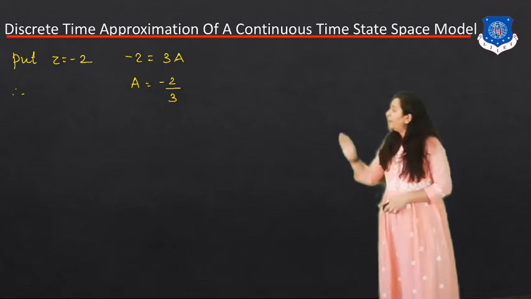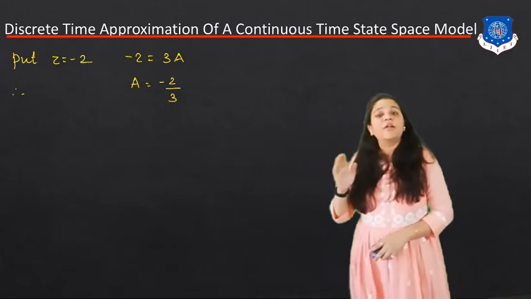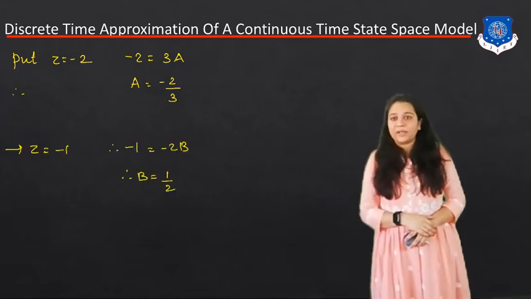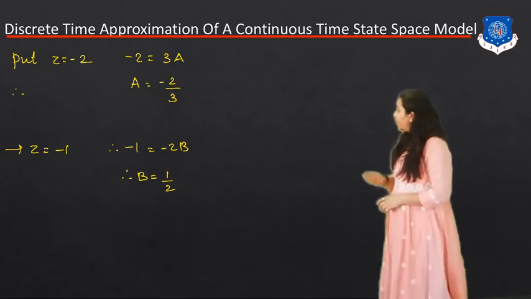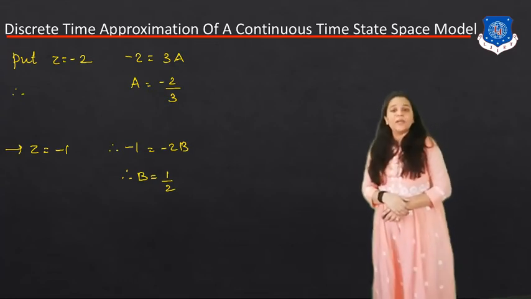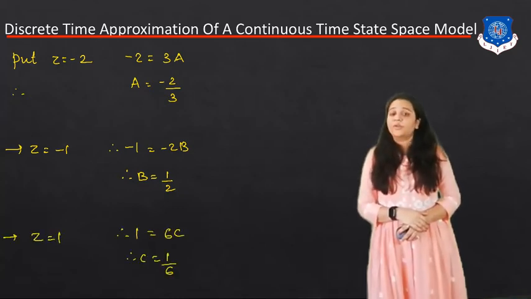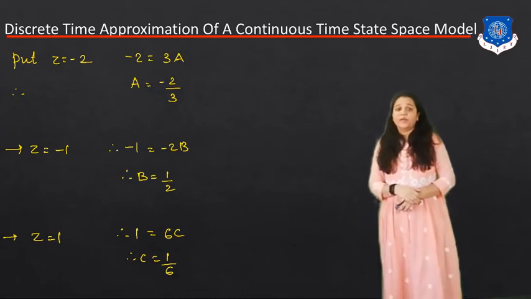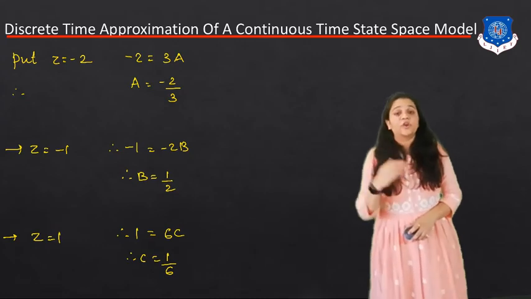Now put the value z is equal to minus 2. So we can get minus 2 is equal to 3a. That means a is equal to minus 2 by 3. Now put z is equal to minus 1. So minus 1 is equal to minus 2b. So we can get b is equal to 1 by 2. Now put z is equal to 1. So we can get c is equal to 1 by 6. So this is the partial fraction of the first factor.